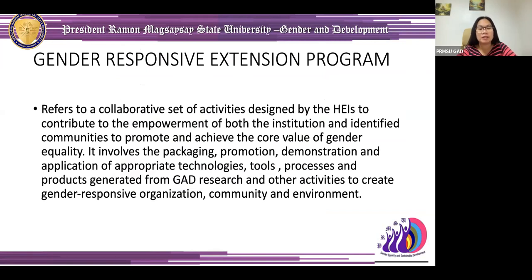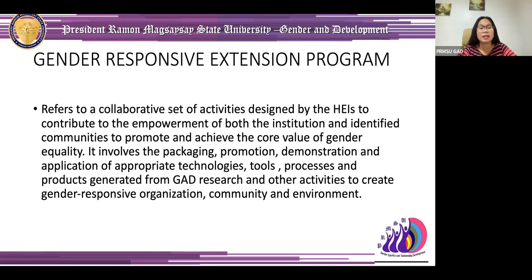It refers to a collaborative set of activities designed by higher education institutions to contribute to the empowerment of both the institution and of course the identified communities so that we can promote and achieve the core value of gender equality. It involves the packaging, promotion, demonstration, application of appropriate technologies. So for your college, you will be transferring technology. So this one is also included.